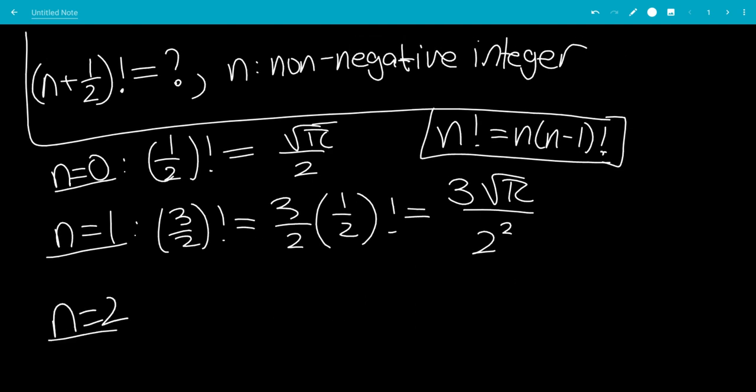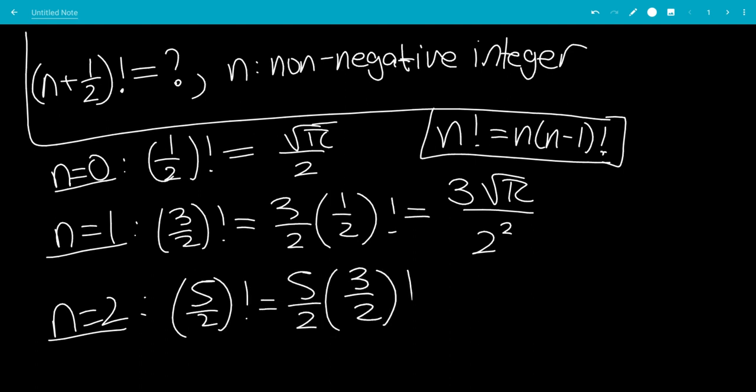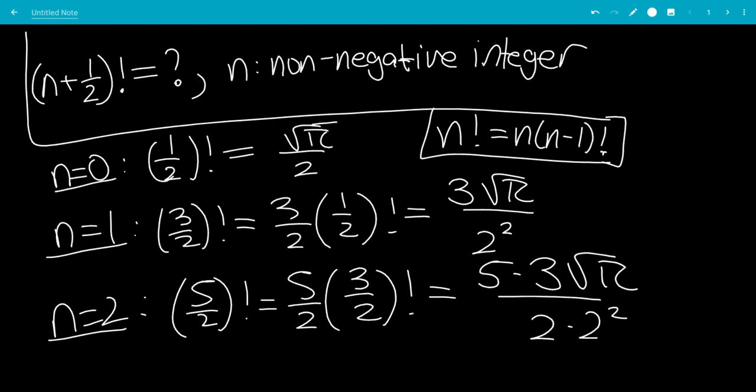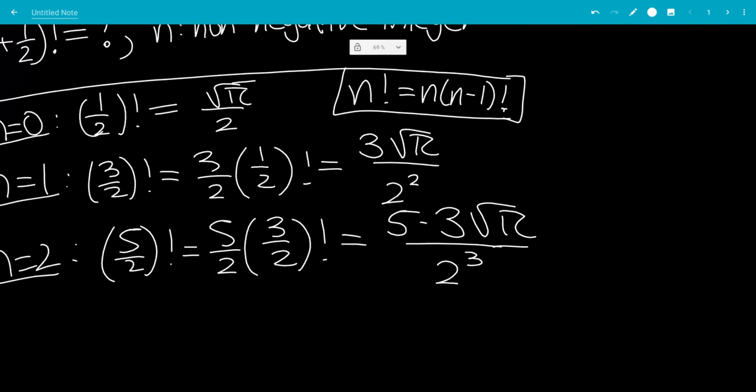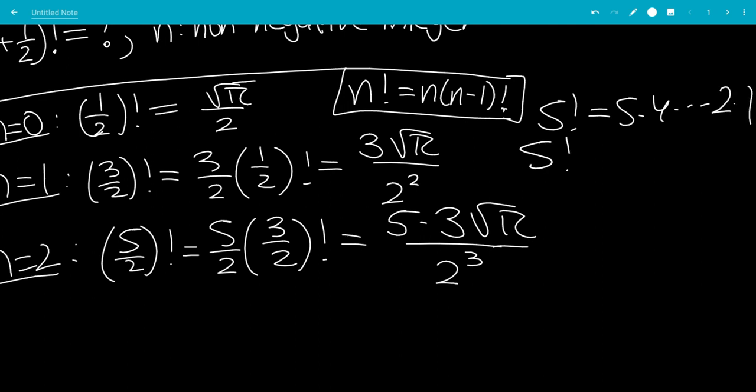So let's do this again. n equals 2 will be 5/2 factorial, which is 5/2 times 3/2 factorial. We know the result of 3/2 factorial now. So that's 5 times 3 square root of pi all over 2 times 2 squared, which is 2 cubed. So we're seeing a pattern. You know how factorial goes? 5 factorial is 5 times 4 times and so on, times 2 times 1. Well, 5 double factorial goes 5 times 3 times 1.